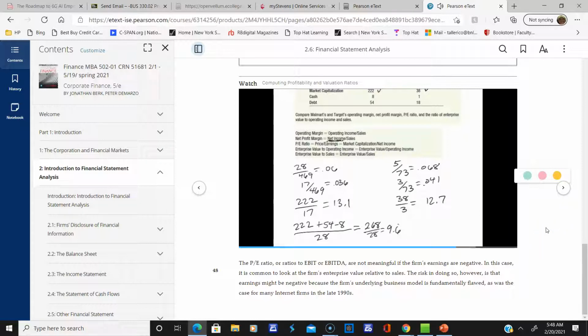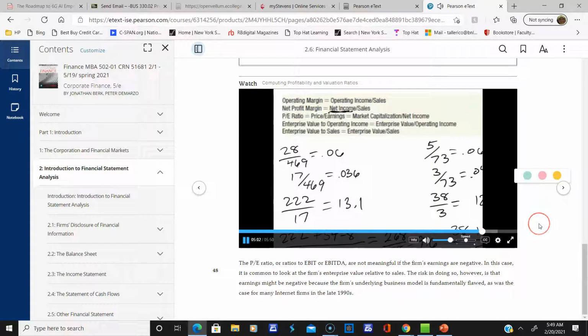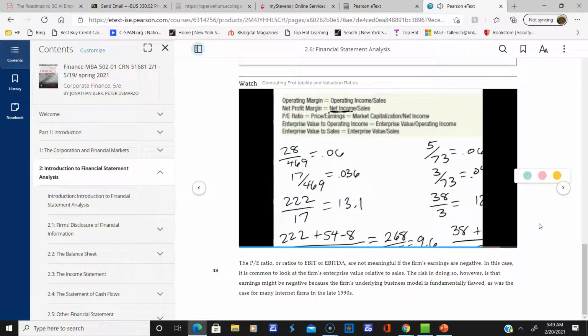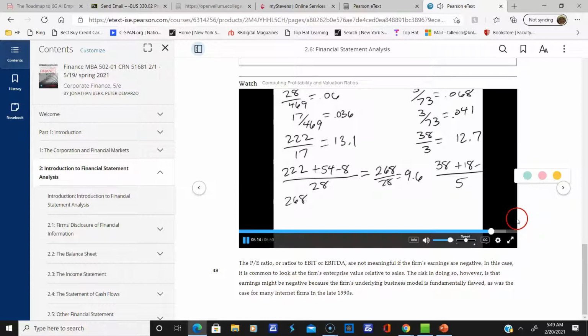Do the same thing for Target, and you have 38 plus 18 minus 1 over their operating income, which is 5, and you're going to get 55 over 5, which comes out to exactly 11. So a little bit higher enterprise value ratio there for Target. And then finally we can do enterprise value to sales. So the enterprise value is the same here, 268. The sales is 469.